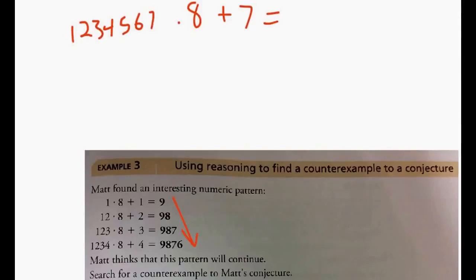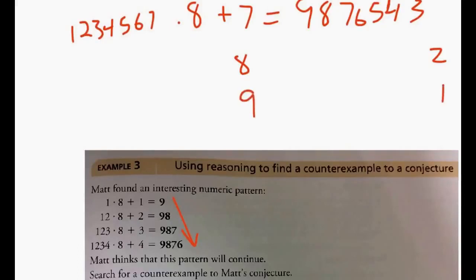Let me grab my calculator, make sure it works. So we have 1, 2, 3, 4, 5, 6, 7 times 8 plus 7. Our answer is 9, 8, 7, 6, 5, 4, 3. So it seems like it's following the pattern, so that's good. So if we keep going to 8, if we add on an 8, we should get a 2 on the end. If we add on a 9, we should get down to 1.